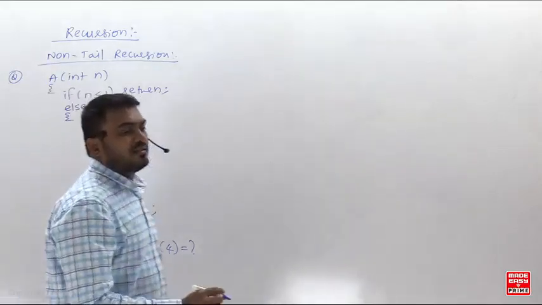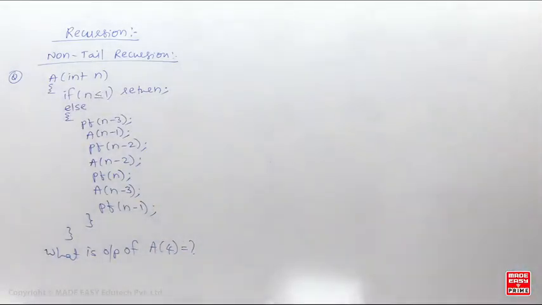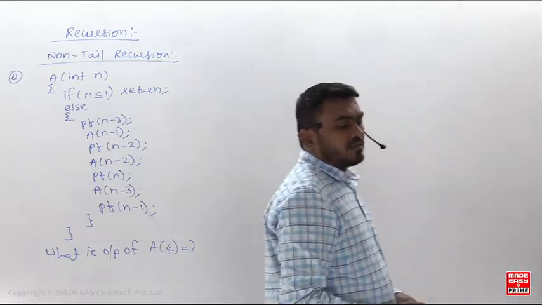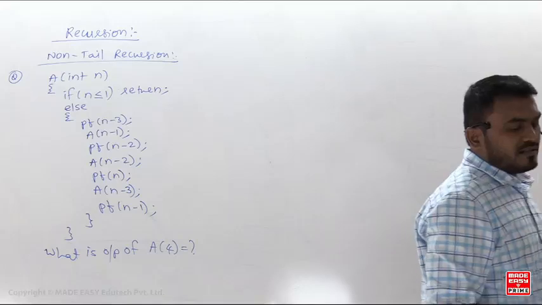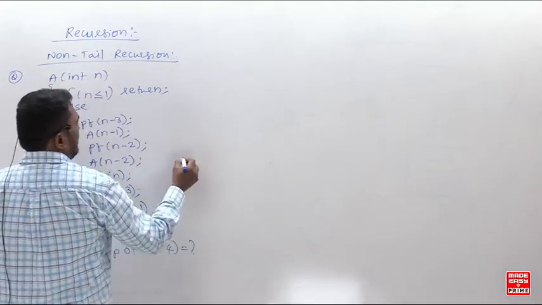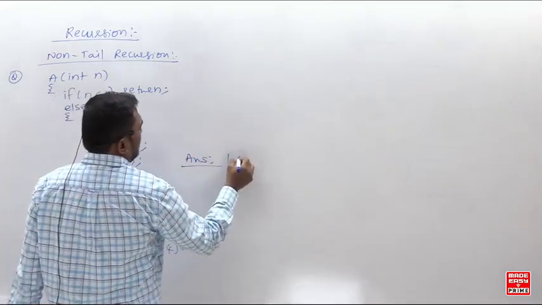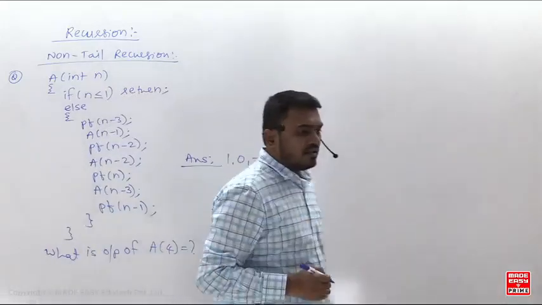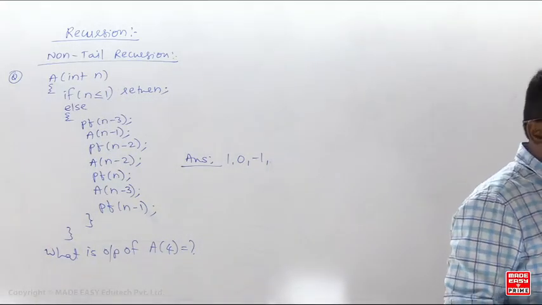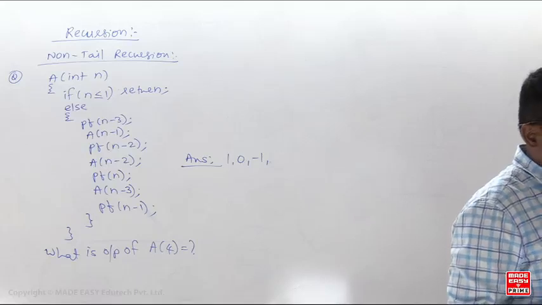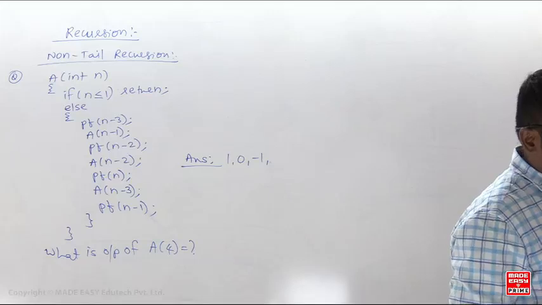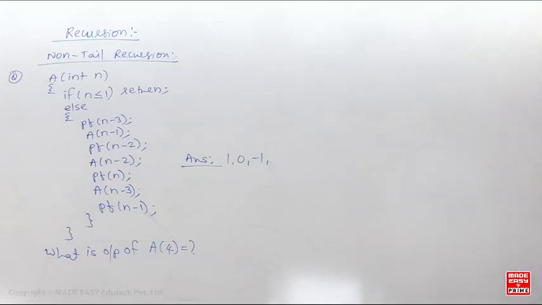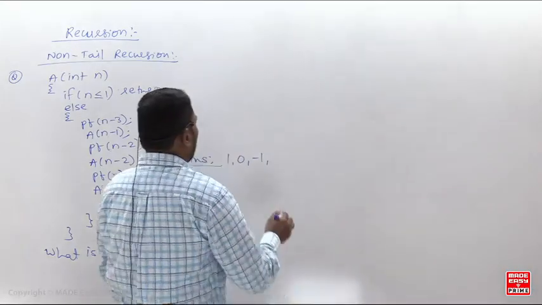So what is the answer? I think most of you got the same answer, right? 1 0 1 0 minus 1 0 2 1. Okay, the answer I am writing here: 1 0 minus 1, right? That is the answer. Next, what is this? Different people are getting different answers.